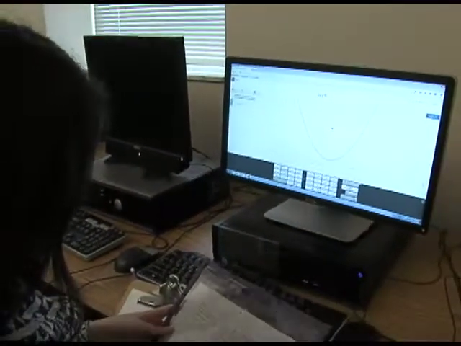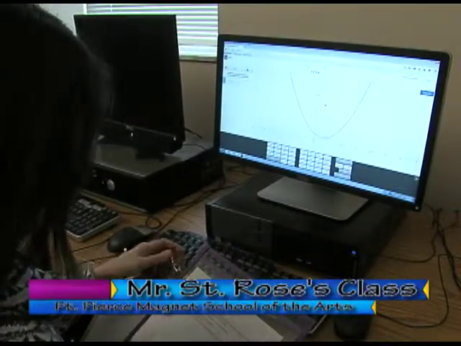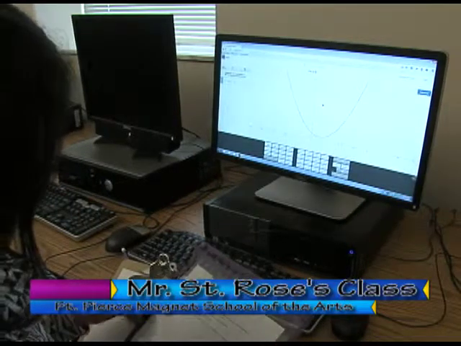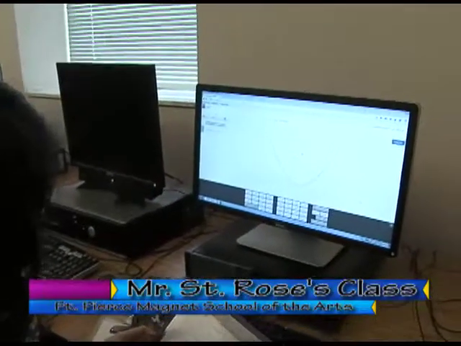Students will use their knowledge of parabolas to manipulate various properties of a parabola by resizing, repositioning, and restricting their domain.